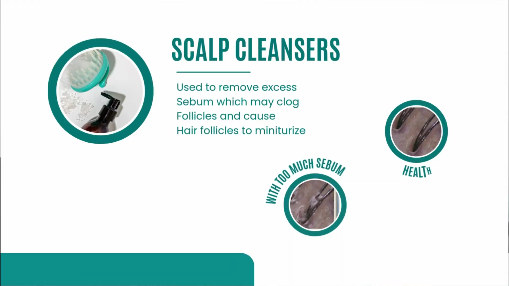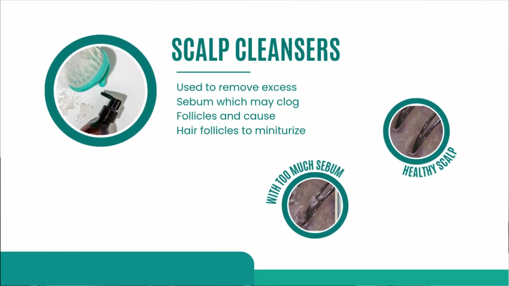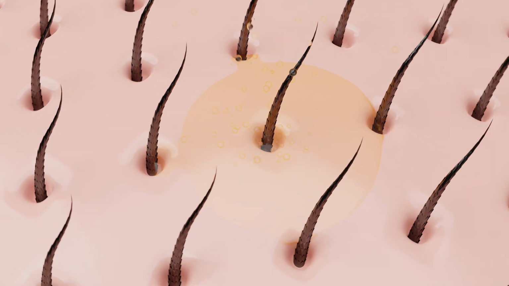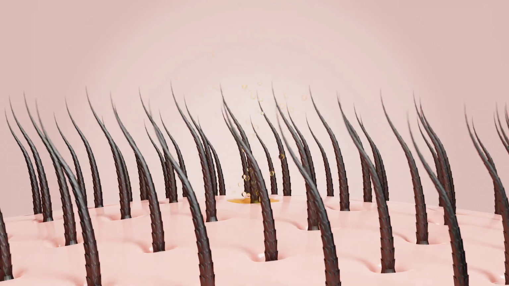they work for you. Scalp cleansers are very useful because they remove excess sebum, which may clog follicles and cause hair follicles to miniaturize. So again, if there's too much sebum buildup on your scalp, then the serums that you use will not work anyway and will not be able to penetrate the follicles.